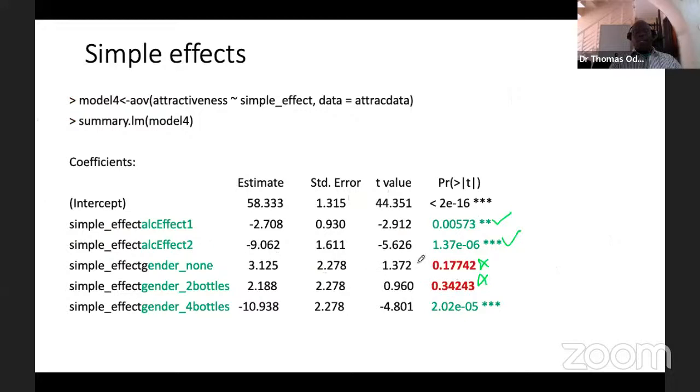Male and female, when there are 2 bottles of alcohol, their choices are similar. Then this is the one where I said you're comparing male and female when there are 4 bottles of beer. There is a significant difference between male and female when there are 4 bottles of beer. So that is the value that we have there.